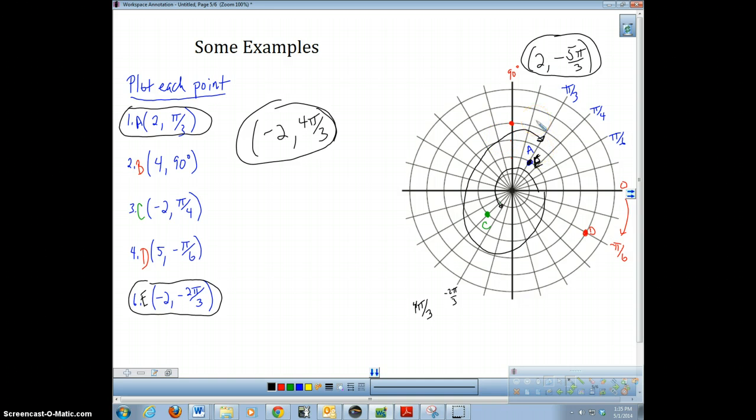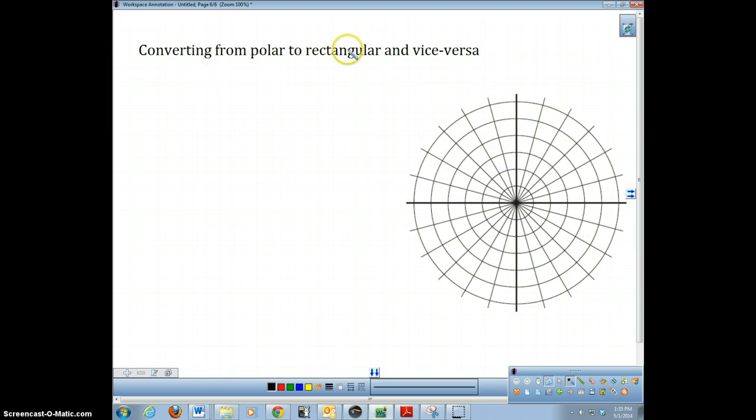Okay, let's take a look at the last thing I want to go over, which is how do we convert from polar to rectangular and vice versa. So let's say we have the point 2, pi over 4, and we want to convert that. Remember, these are in r's and thetas. We want to convert that to x's and y's. Okay, so 2, pi over 4 is going to be right here. Instead of going 2, pi over 4, we want to know what the corresponding x and y values are.